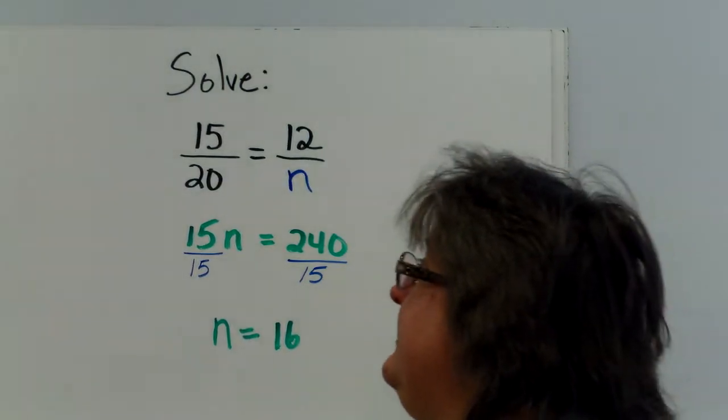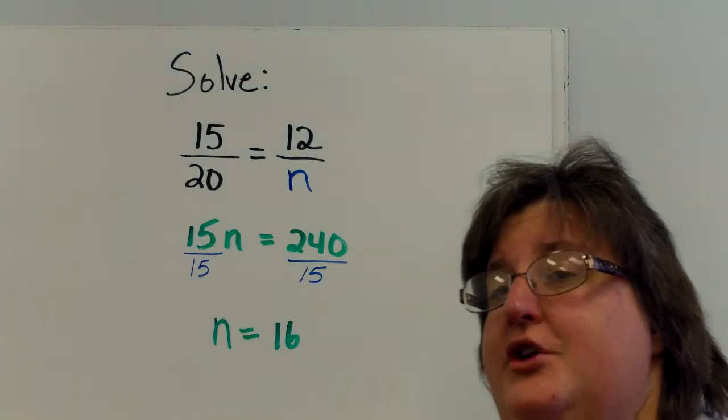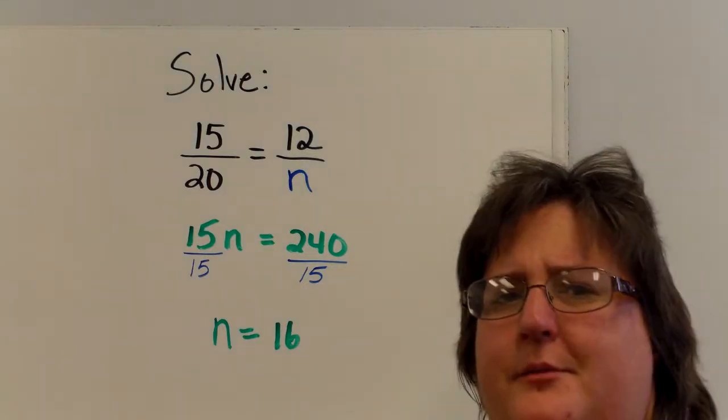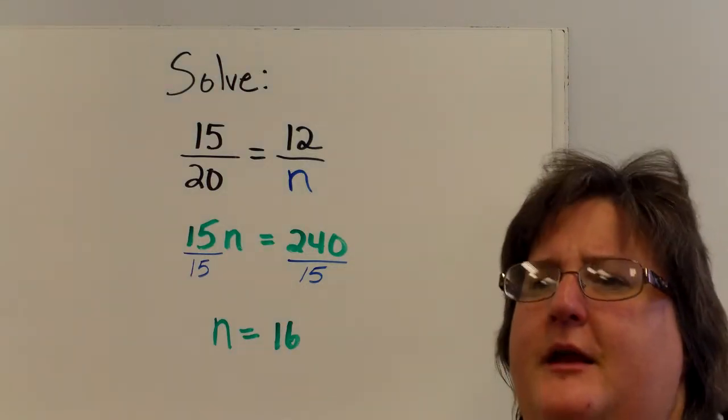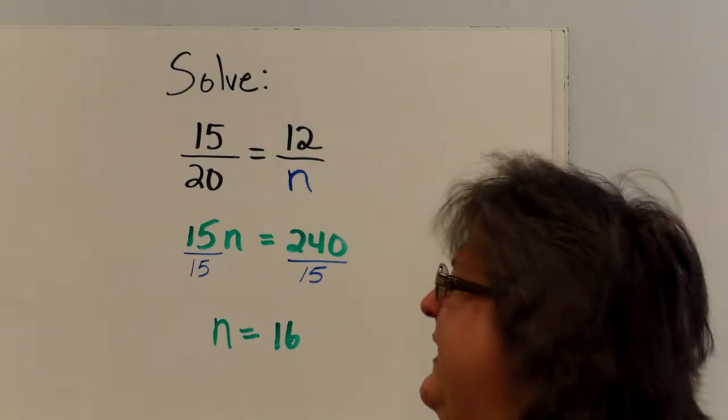Here's a nice proportion that we want to solve. 15 over 20 is the same as 12 over n. Notice how it doesn't really make a difference what variable you choose or if it's top or bottom, left or right. Just the fact that you have 3 pieces that you know and 1 that you don't.